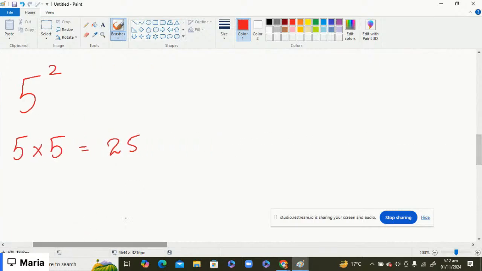For example, if I write 6 power 3, 6 exponent 3, what does it mean? It means that you are going to write the 6 here and multiply the 6 how many times? 3 times. So 1, 2, and 3. And then just write your answer.